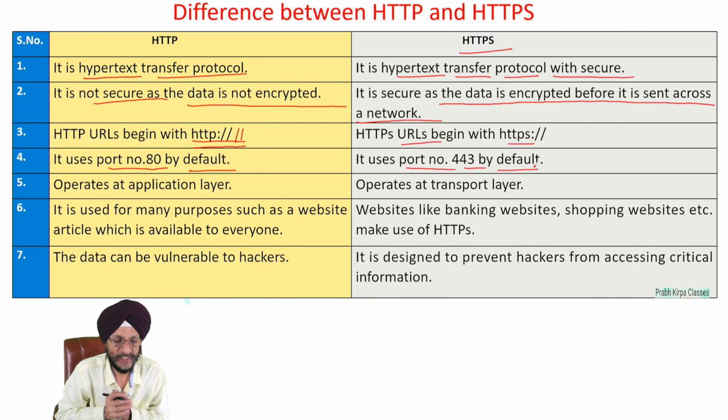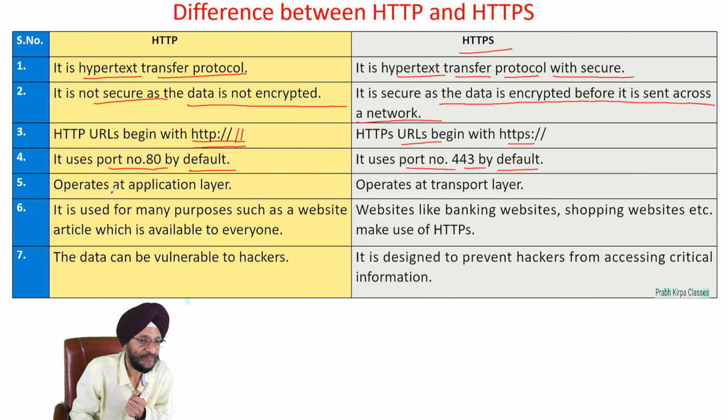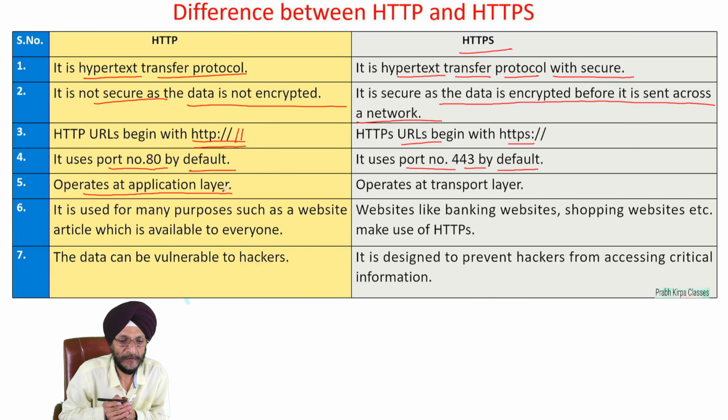There may be a question in the exam. Tell about the port number which is used in case of HTTP and HTTPS. Then our answer in case of HTTP will be 80 and in case of HTTPS our answer will be port number 443. HTTP operates at application layer, whereas in case of HTTPS, it operates at transport layer.